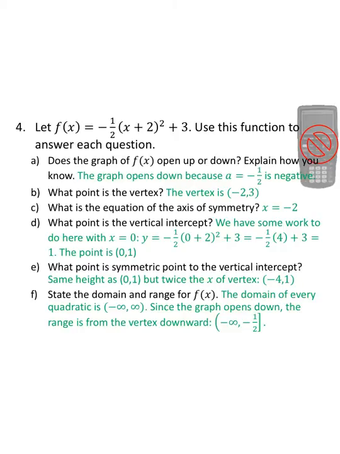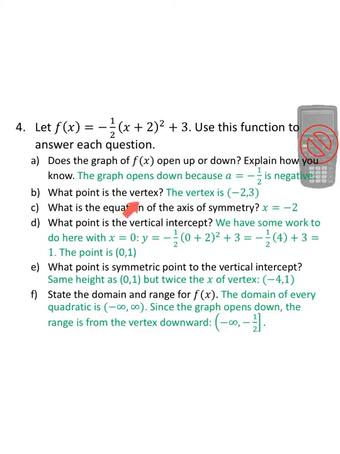Let f of x equal -1/2 times the quantity x plus 2 all squared plus 3. We're going to use that function to answer each question. Now we know that because the a value is -1/2, the a value being the coefficient of whatever's being squared, because it's negative, the graph opens down. Negative people frown, frowns go down. Stupid way to remember it, but it's effective.